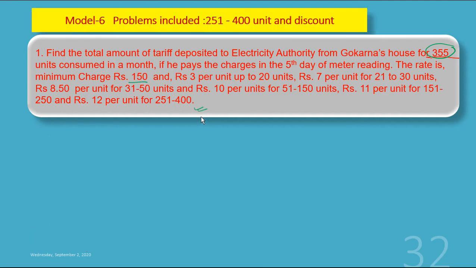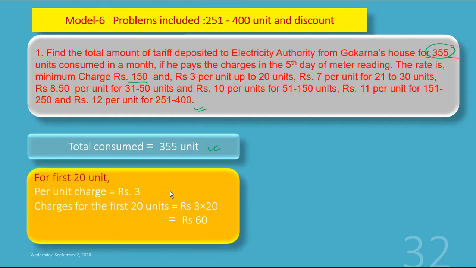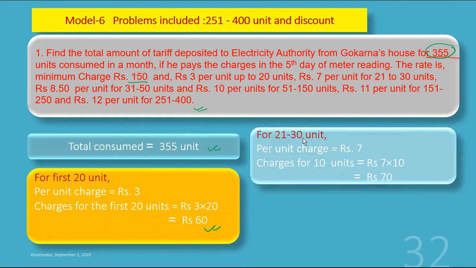Total consumption is 355. For the first 20 units it is 60, that is repetition. And here we have to consider that he pays the charge within the fifth day of meter reading. That is our focus. Units and discount within the fifth day. How much discount will he get? That we need to find.